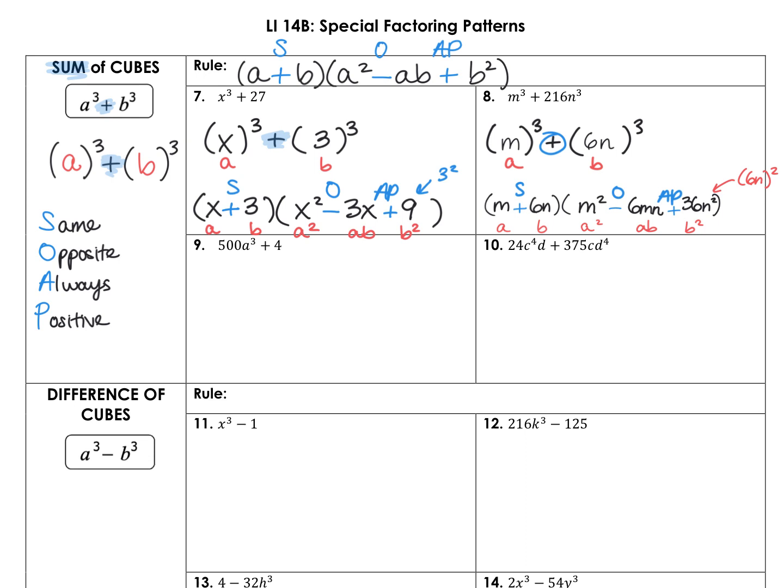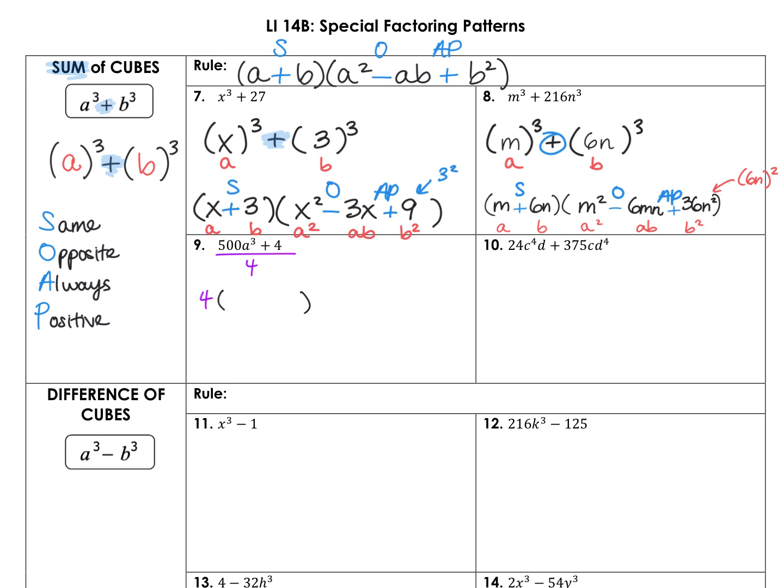What's the first thing you look for when you're factoring? GCF. Every single time. Okay, is there a GCF on number 9? Yes, it's 4. Okay, so divide it out in front. Don't disappear it. Remember, it just goes out here.